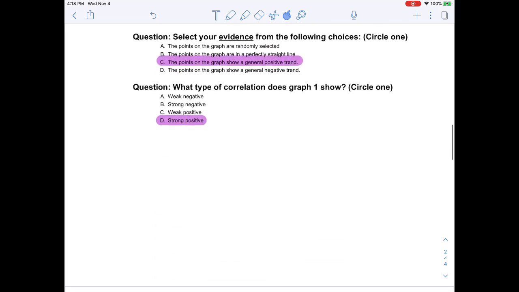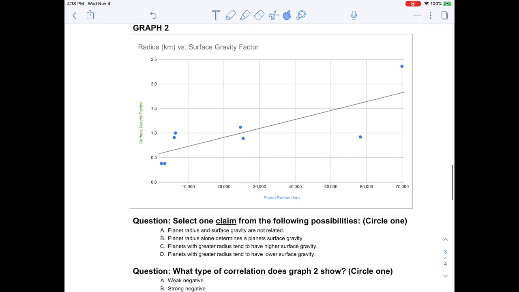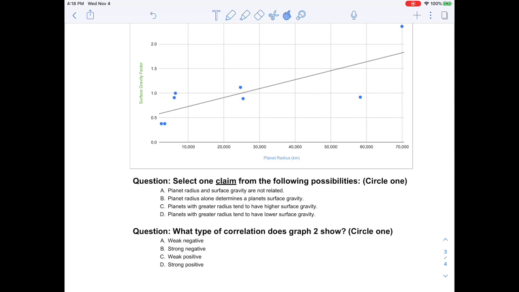So I'll go back down to that graph and we'll take a look at the data. You can see that it's still trending upward. My dots are a little bit further away, but there's a definite trend that as the radius increases, the surface gravity is increasing. So one claim we need to select here.